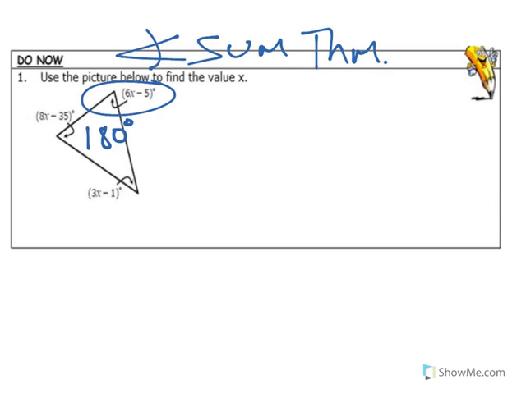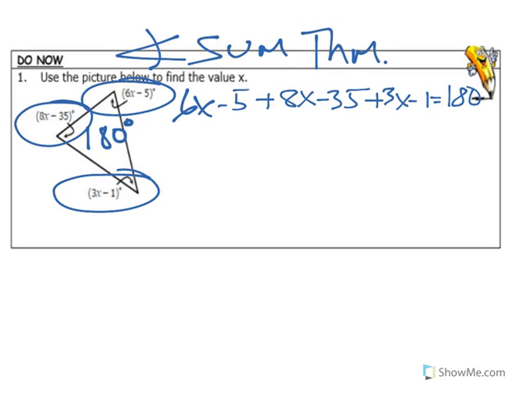So basically I have three expressions here, right? They're not equal to each other, but I know when I add them all up, they will equal 180 degrees. So I'm going to take all three expressions, add them up and set them equal to 180. At which point I'll go ahead and combine my like terms, all the x terms. So 6 plus 8 plus 3 is 17x.